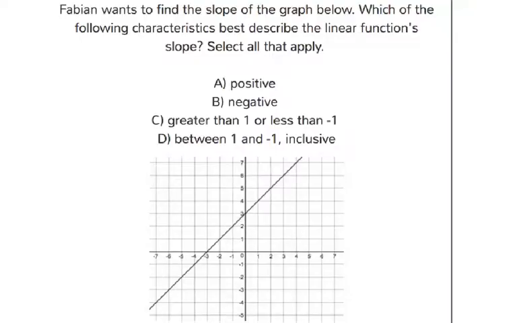It says here, Fabian wants to find the slope of the graph below. Which of the following characteristics best describe the linear function slope? Select all that apply. All right, well, look at the graph below. You can see it's moving upwards.